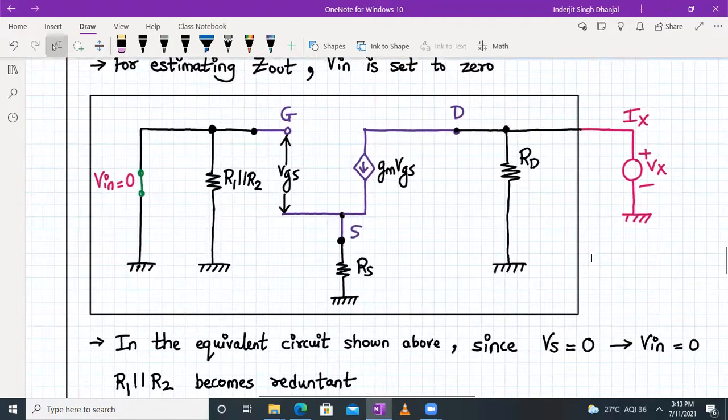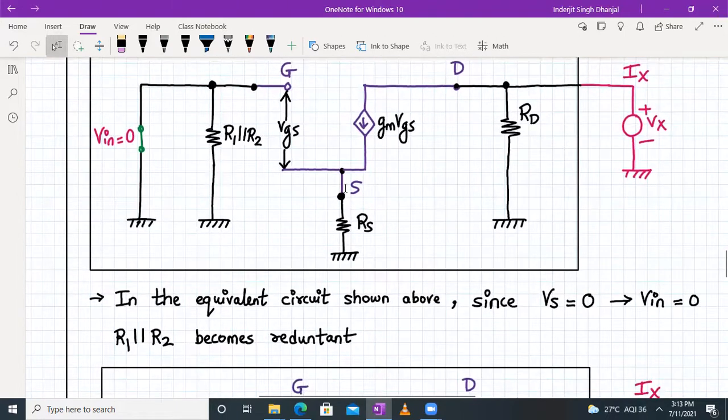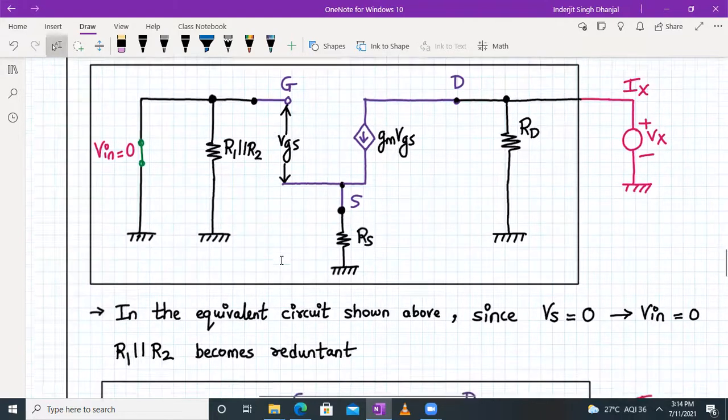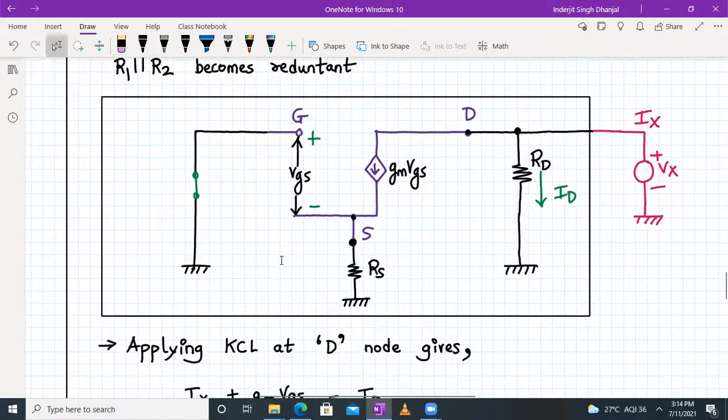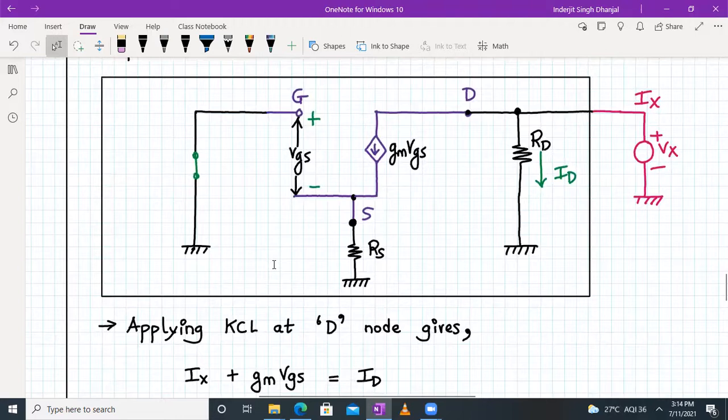Now, in the above equivalent circuit, if V in is 0, your source terminal Vs is 0 because V in is 0. Then this R1 and R2 become redundant. That means my gate terminal is connected to the ground. Okay, so your circuit becomes like this. Since R1 and R2 become redundant and the gate terminal is connected to the ground, I have my circuit like this.